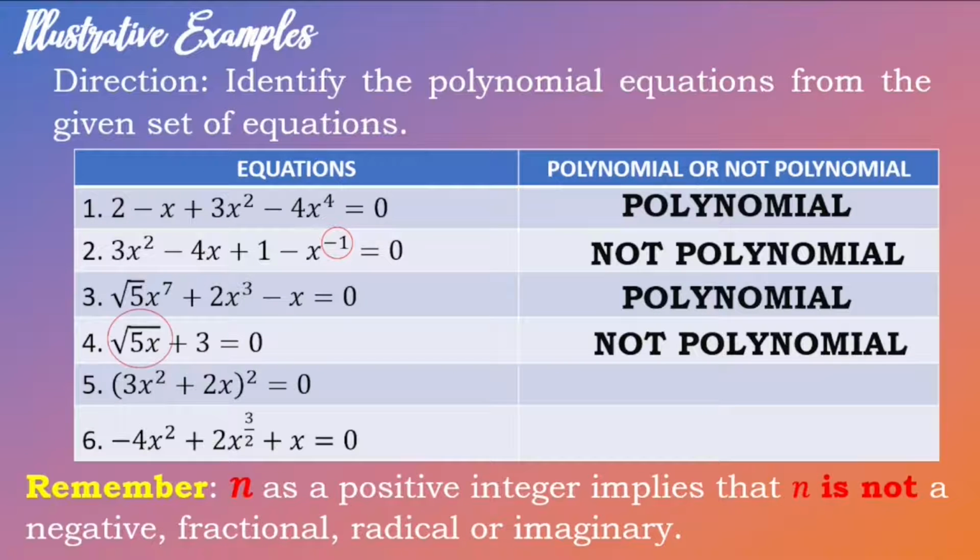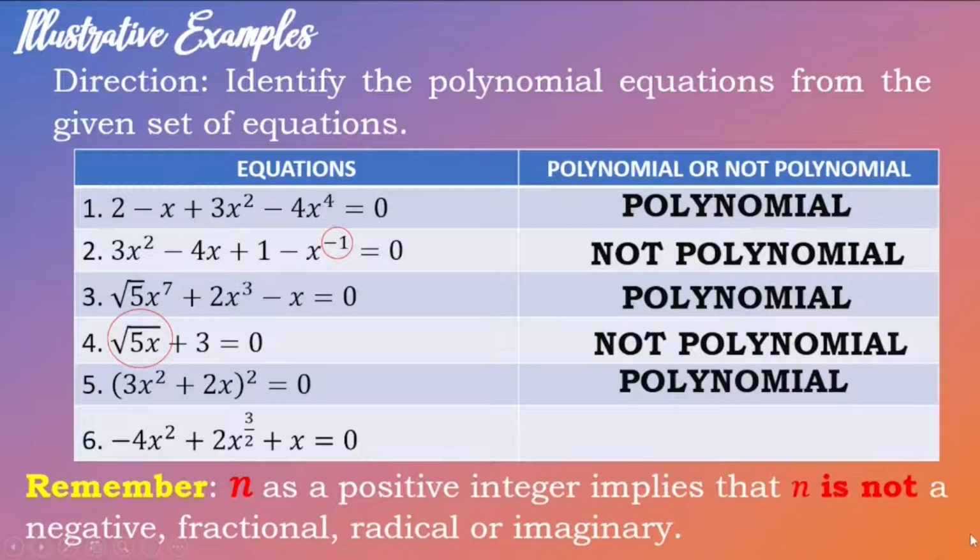Why? Because the square root of 5x can be rewritten into its exponential form, which is equal to 5x raised to 1/2, in which it has a fractional exponent. Number 5, quantity 3x squared plus 2x quantity raised to 2 is equal to 0. A polynomial equation or not a polynomial equation? Number 5 is a polynomial equation.